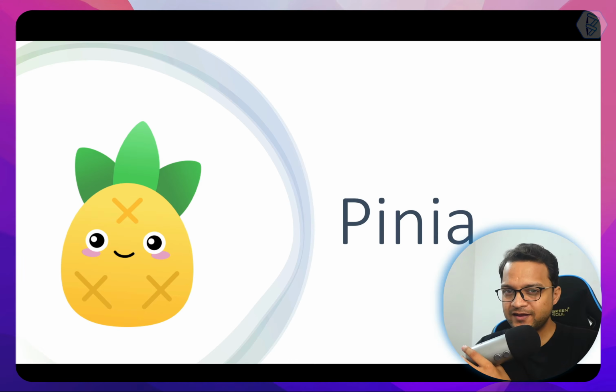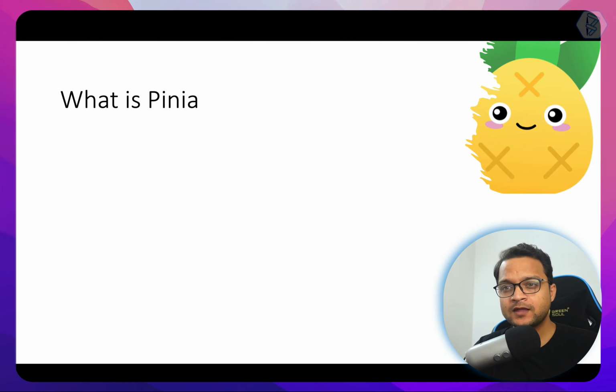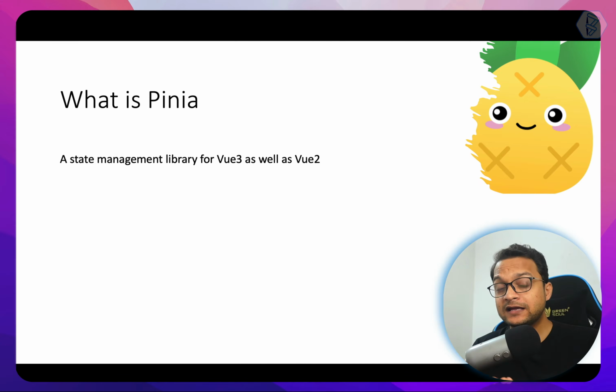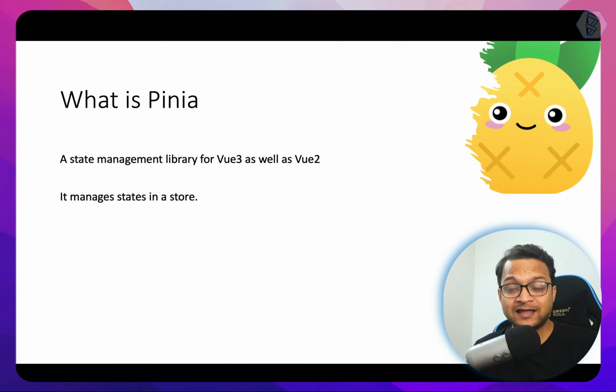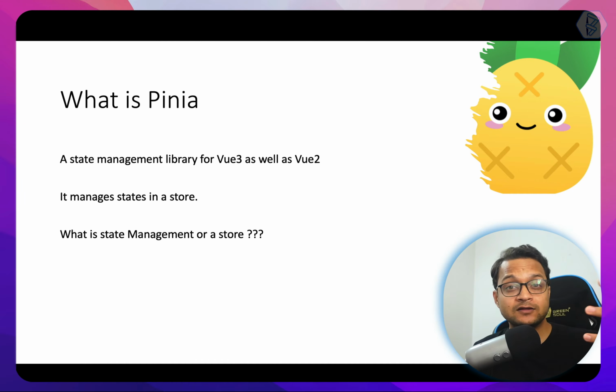Welcome to this Pinia course. So Pinia is the state management tool for Vue.js. But let's see what exactly Pinia is. As I told you, Pinia is a state management library for Vue 3 as well as for Vue 2. That means Pinia is compatible with Vue 3 and Vue 2. Really amazing thing. So Pinia is a state management library. That means it manages all the state of your application in a store.